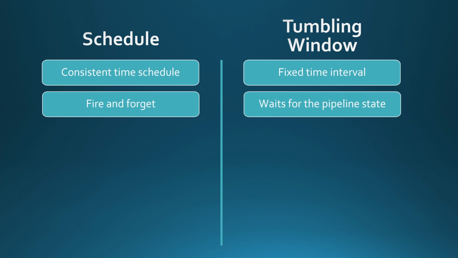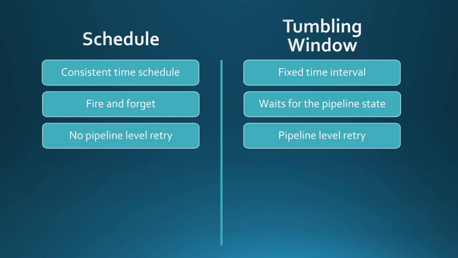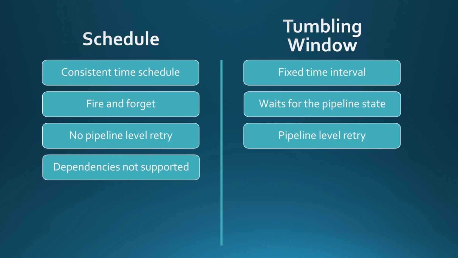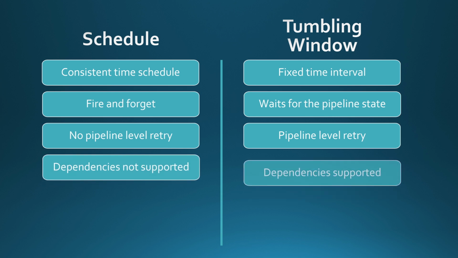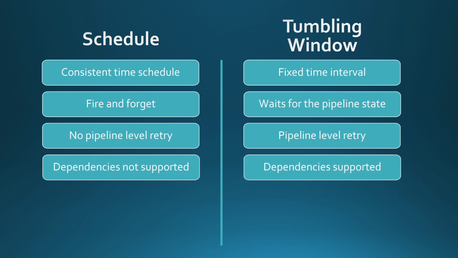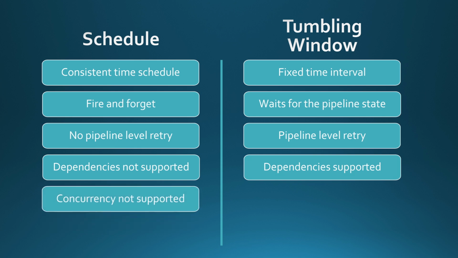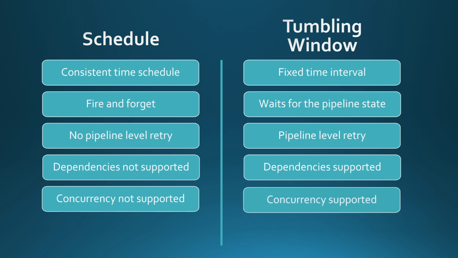But the tumbling window waits for the pipeline state, so it is interested in how the pipeline run actually went. In the schedule trigger, we do not have pipeline level retries, but in the tumbling window, we have those. The schedule trigger doesn't support any dependencies to other triggers, but the tumbling window does support them. Schedule trigger does not support any kind of concurrency, so we cannot define that we can have only like one or two of this schedule trigger running at the same time, and this comes from the fire and forget nature of the trigger. But in the tumbling window, we can define the concurrency that we want.